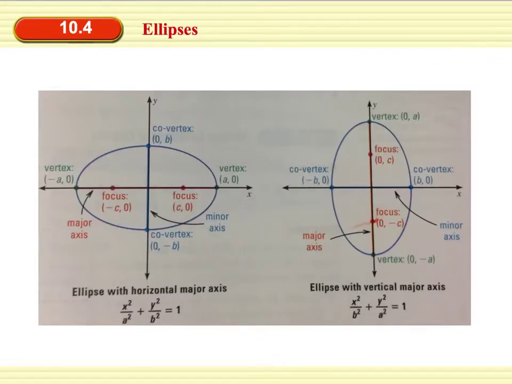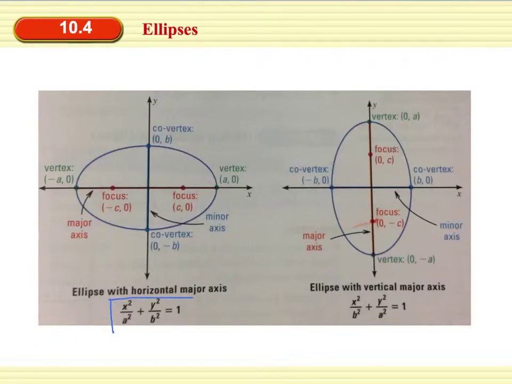So to sum things up, we have 2 different ways that we can draw an ellipse. We either have a horizontal ellipse, and by horizontal we mean that the major axis lies in the horizontal direction. So if we're looking at something like that, we have our major axis right here with our vertices at the ends, our minor axis on the short side with co-vertices, our foci on the inside here, and our center point.